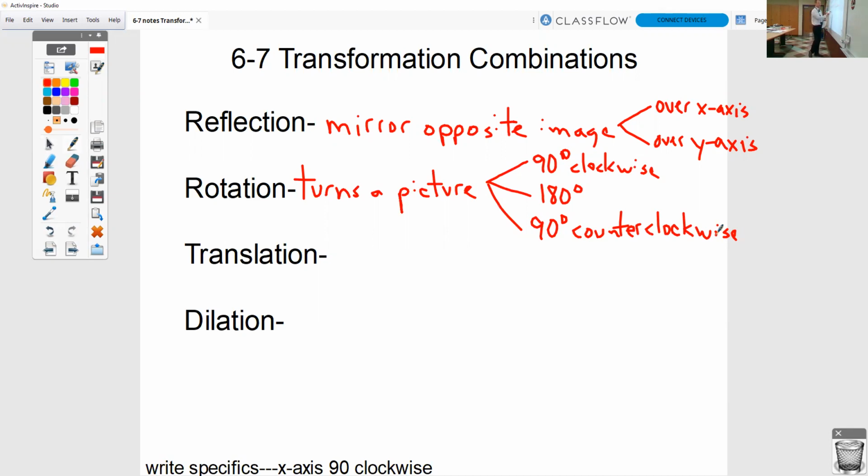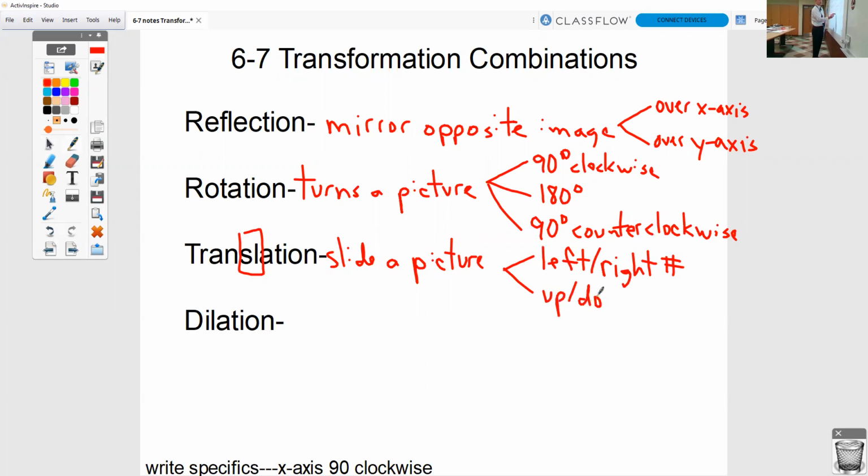For a translation, remember the S and L in translation stands for a slide. It slides a picture from one location to another location. You specifically have to say how many places left or right, so left or right and then a number, and how many places up or down and then a number. You can't just say a translation.